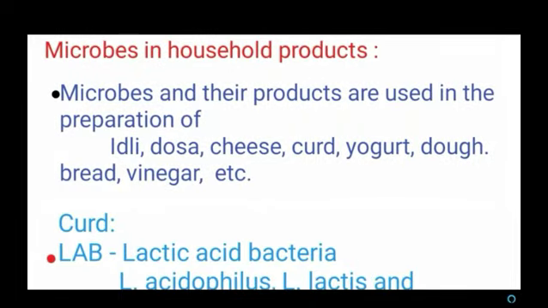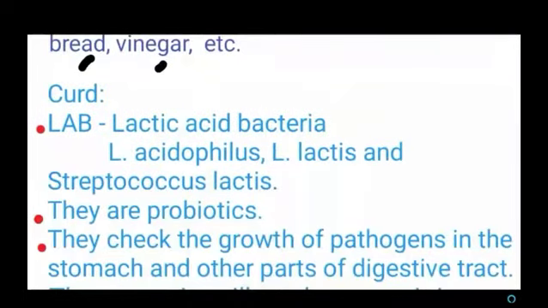In our everyday life, microbes and their products are used for the preparation of idli, dosa, cheese, curd, yogurt, tough bread, vinegar, etc. Now we are going to see this one by one. First one is curd.